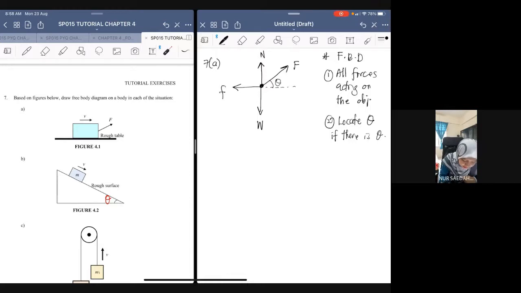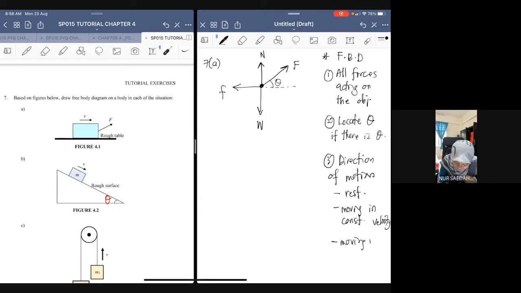Okay, yang ketiga adalah direction of motion of the object. Direction of motion ni terbahagi kepada 3 lah. Sama ada dia tengah rest ke, dia memang tak bergerak. Ataupun dia moving in constant velocity. Dia move, cuma dia buat constant velocity dia. Ataupun dia move in acceleration. Okay, so direction of motion.